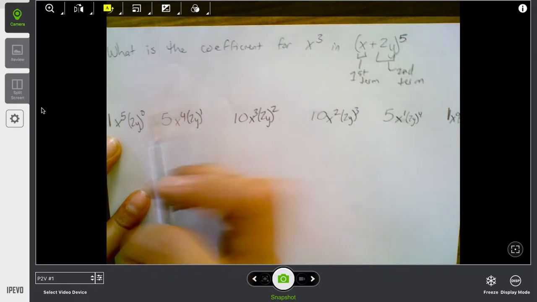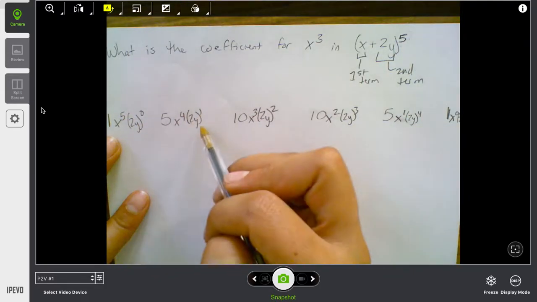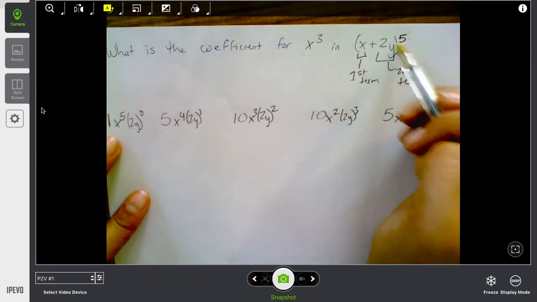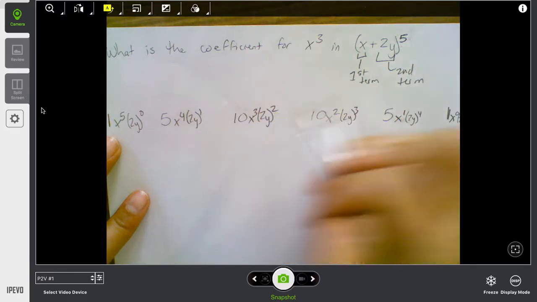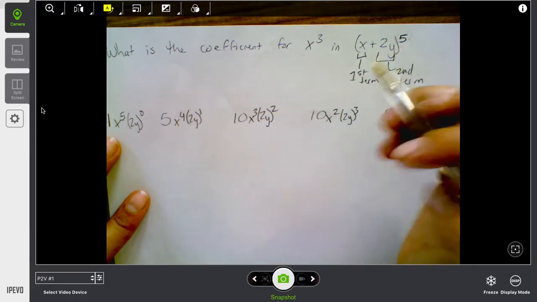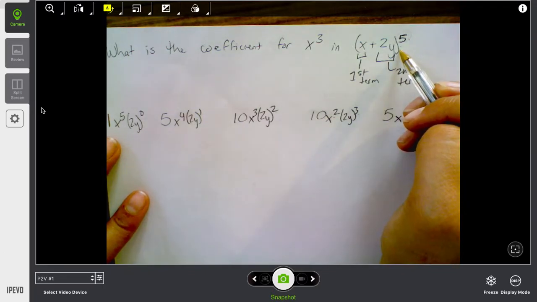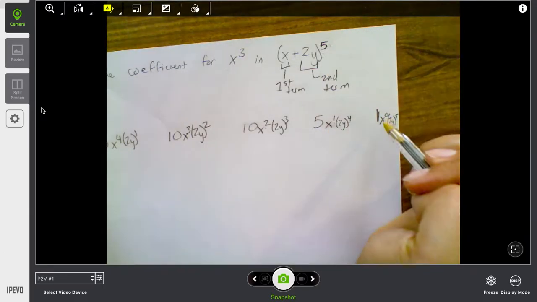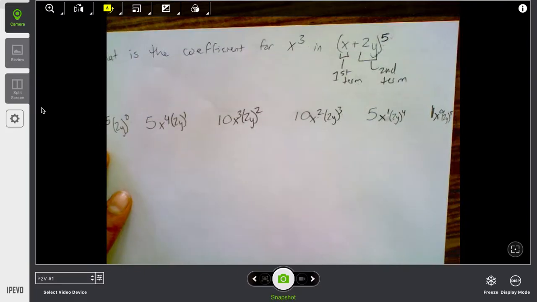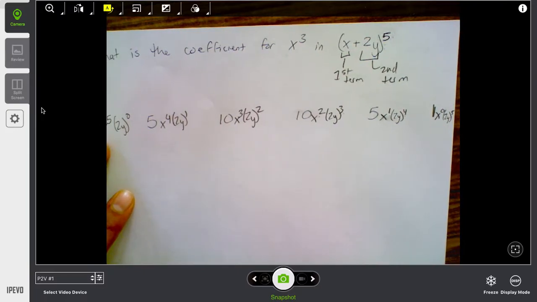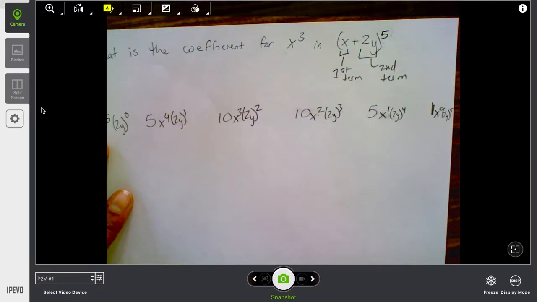So 5 plus 0 is 5, the exponent in the problem. 4 plus 1 equals 5, which is true. 3 plus 2 is 5, which matches. 2 plus 3 is 5, which is matching. 1 plus 4 is 5, and then 0 plus 5. So that matches.